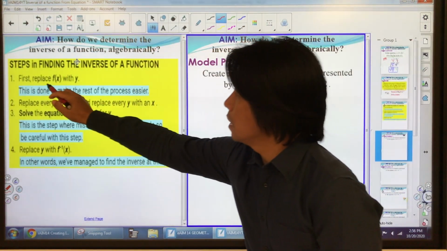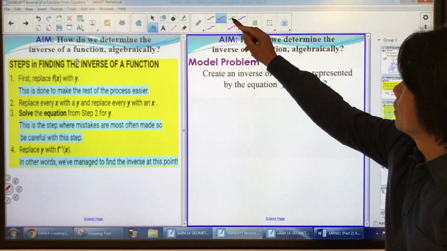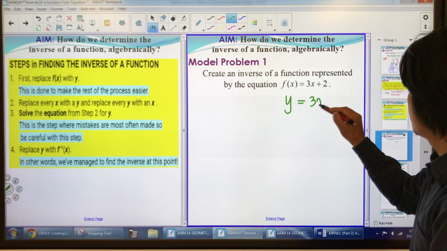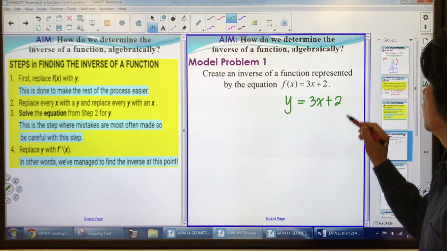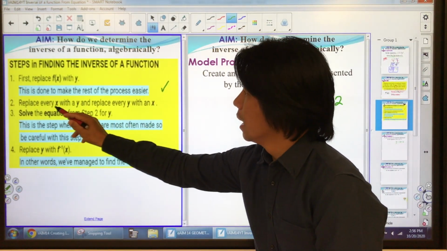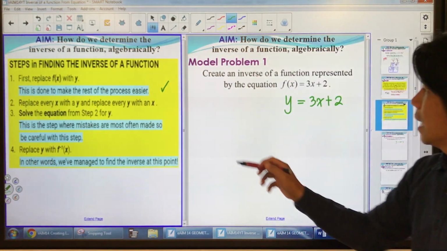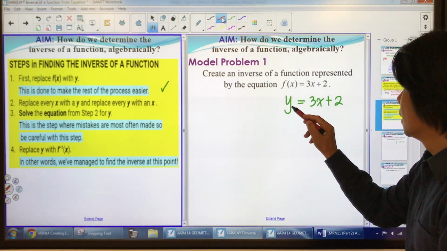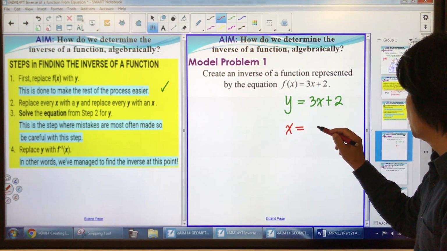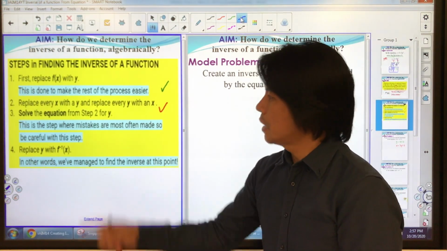It says, first, replace f of x with y. You see the f of x here? I'm going to change that to y and then copy my right side. There you have it. We're done with the first step. Step 2: replace every x with y and replace y with an x. What does it mean? This y becomes x and this x becomes y. So 3y plus 2.